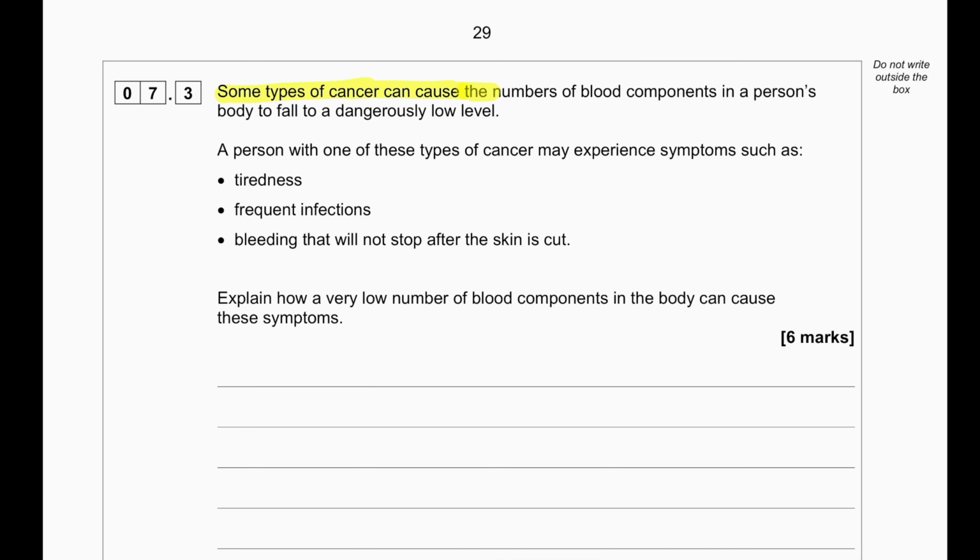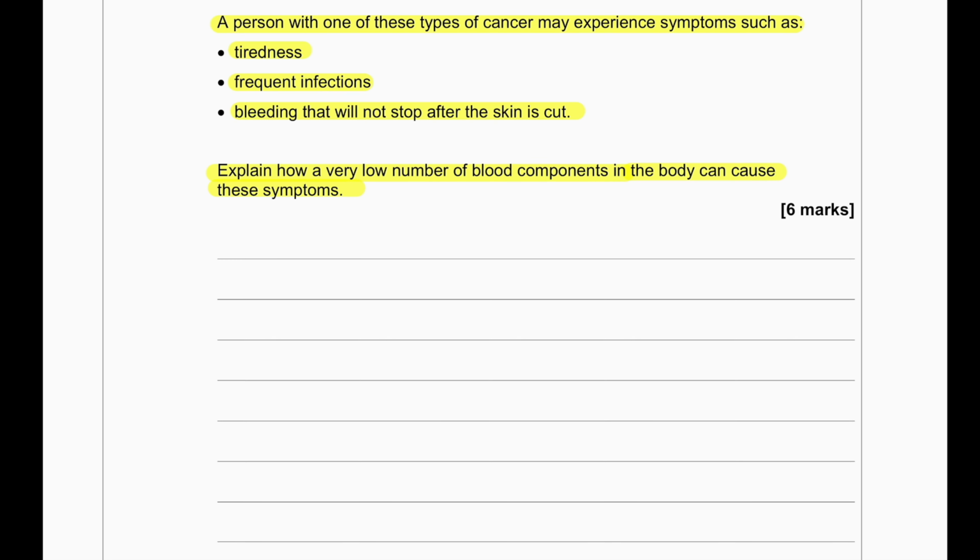Some types of cancer can cause the number of blood components in a person's body to fall to a dangerously low level. A person with one of these types of cancer may experience symptoms such as tiredness, frequent infections, and bleeding that will not stop after the skin is cut. Explain how a very low number of blood components in the body can cause these symptoms. This is a 6-marker question, so a level 3 answer will require relevant points and reasons, with the causes identified, given in detail and logically linked to form a clear account.